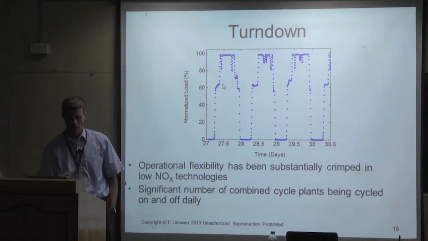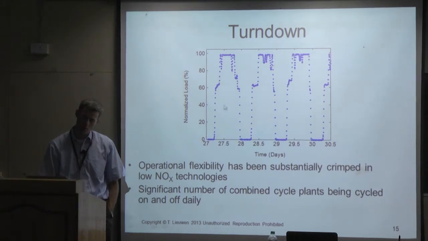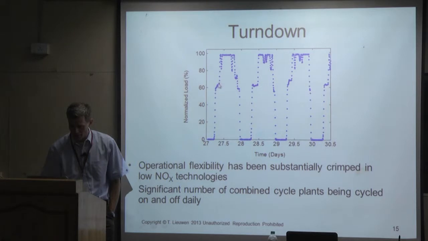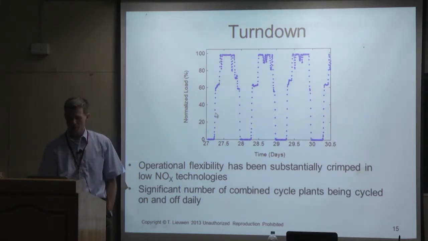I talked about turndown, but let me just show you a slide to illustrate this point. This is data from a power plant in the U.S. showing load as a function of time. What you can see is that it's turning on, and basically it's really only operating between about 60 and 100% load. It can't operate below 60% load.